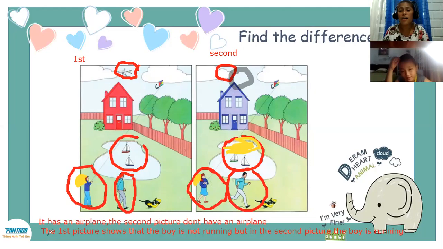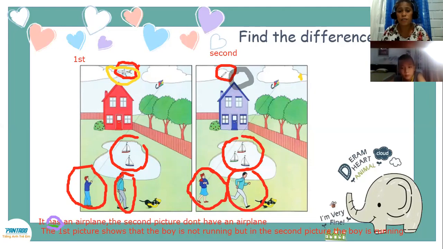Yeah. Okay, Keo, look here. It has an airplane. Okay? You will use it. It has an airplane. You will not say it have. It has. It has. Very good. Always use has, not have, when the subject is it.